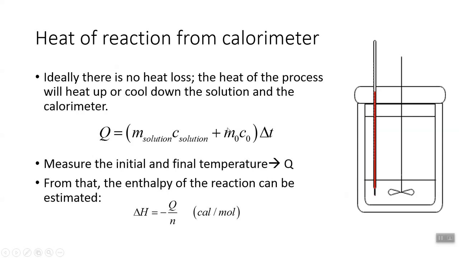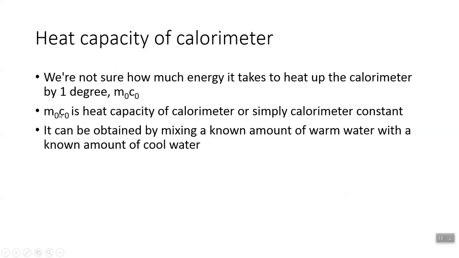However, we're not sure how much heat is required to raise the temperature of the calorimeter by 1 degree. This means the value of M0 C0. The value of M0 C0 we call the heat capacity of the calorimeter, or simply the calorimeter constant, and we need to calibrate for it. The calibration can be obtained by just mixing a known amount of warm water with a known amount of cool water. So there is no heat of the process, just the heat transfer between hot and cold water and the calorimeter.